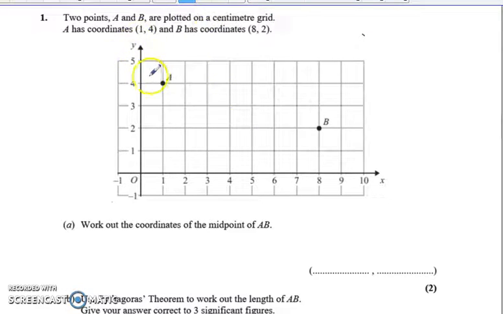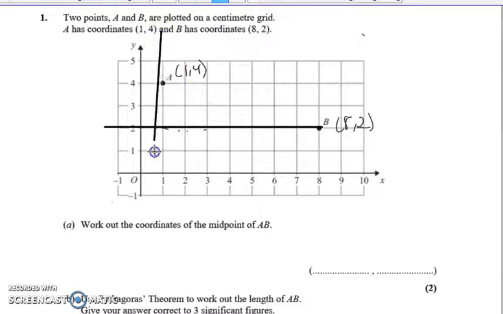As we have clearly been given, the coordinate for A is 1, 4, and the one for B is 8, 2. So if you want to work out the midpoint, what we want to do is to consider each of them on their respective axes. And then we're going to try to work our way halfway down each axis. So for example, on the x-axis.